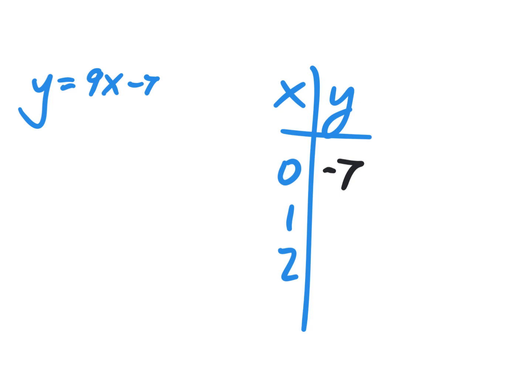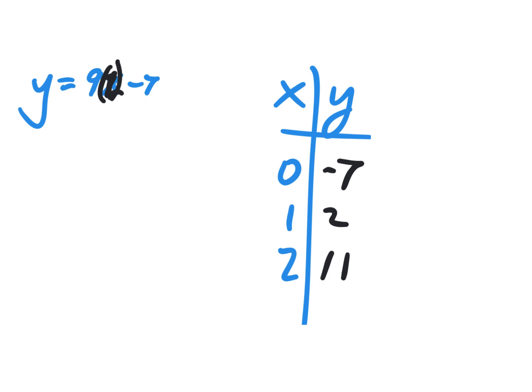Everybody put in 1. Ryan, what'd you get? There you go. 9 minus 7. 2 is correct. 1 comma 2. All right. And Anna, what'd you get for putting in 2? 18 minus 7 is 11. Very nice. If I graph those 3, it'd make a straight line.